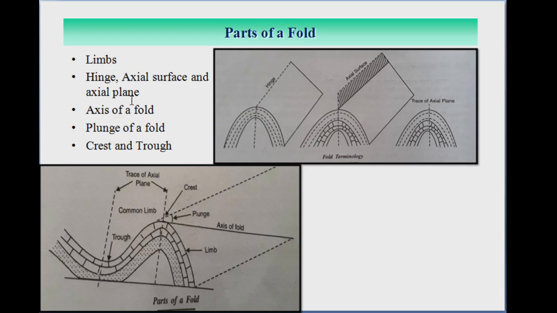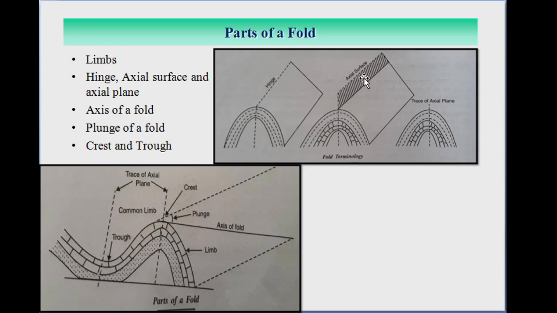Our next point is the axial plane. So up to here we have seen what is meant by the hinge. Next we have seen what the hinge line means. Axial surface we have seen, and then we have studied the axial plane. Okay, the next point is the axis of a fold.